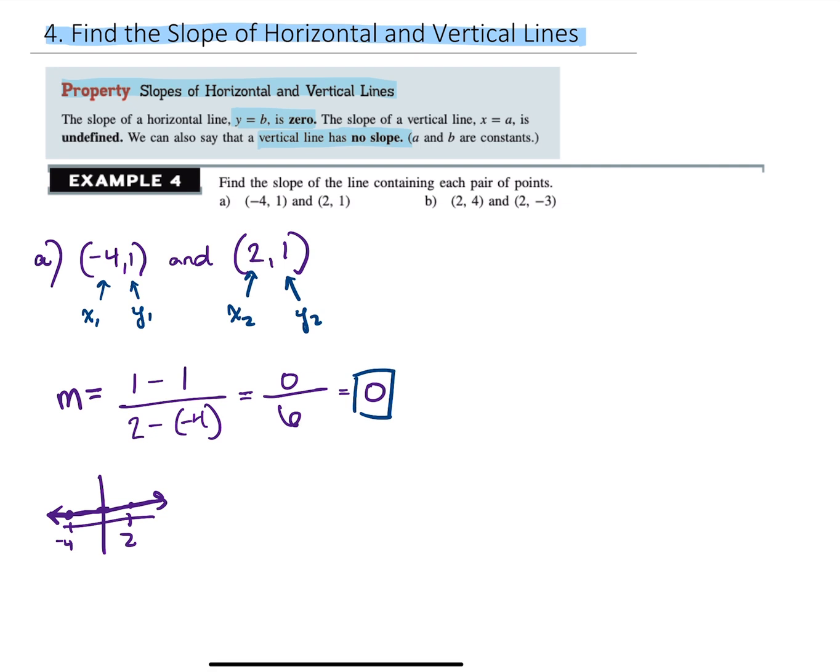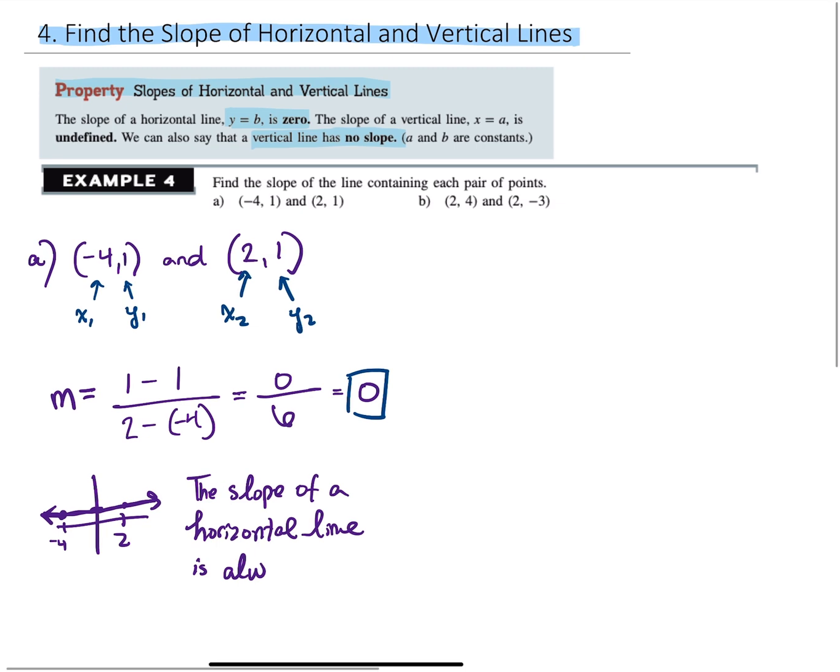So this gives us our property. The slope of a horizontal line is always equal to 0. And the giveaway again is the repeated y value.